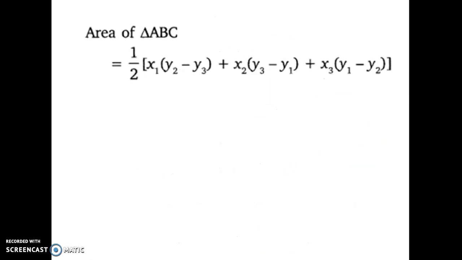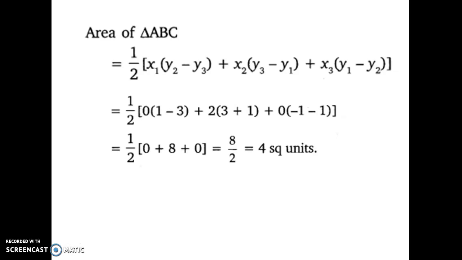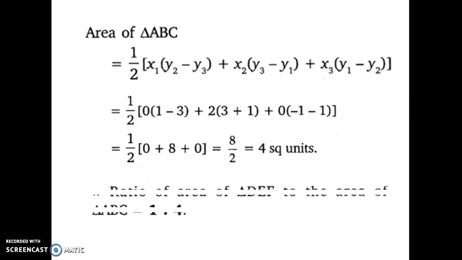Then the big triangle, that outer triangle, we are going to find the area. So substitute the coordinates of A, B and C. After substituting we get 4 square units. So now we have to write the ratio of the area of triangle DEF to the area of ABC, equal to 1:4. The small triangle is 1 and the big triangle is 4. So that is the ratio 1:4.